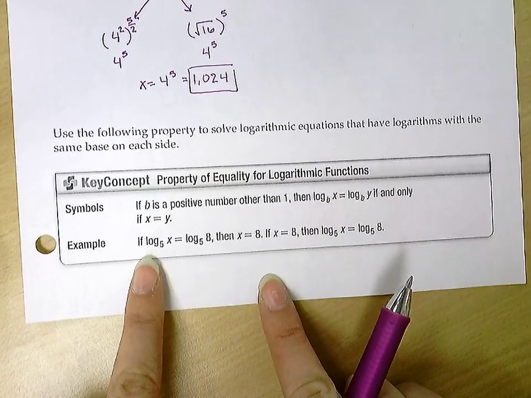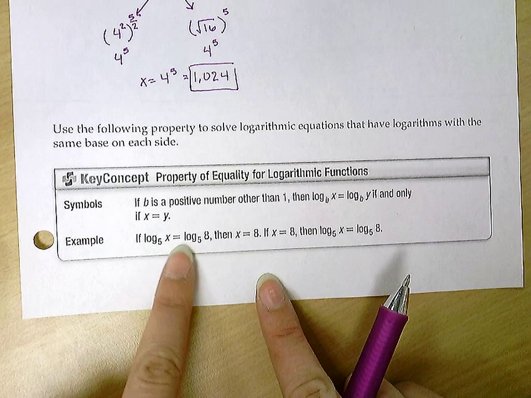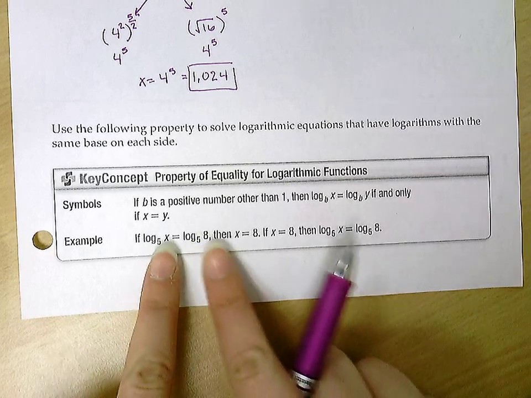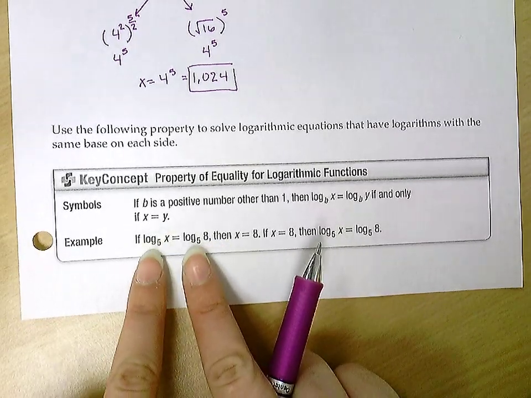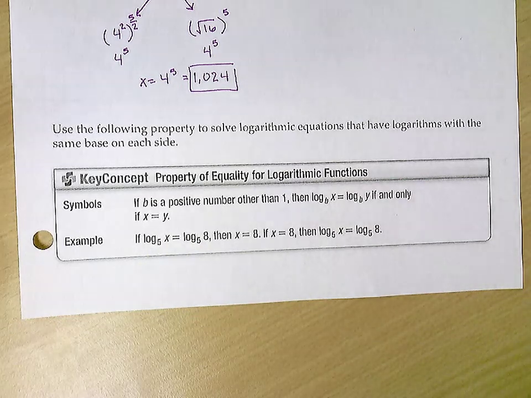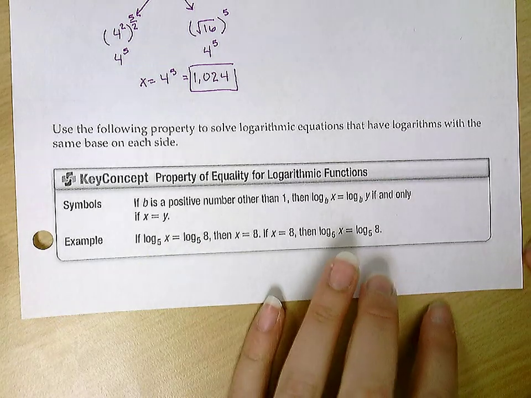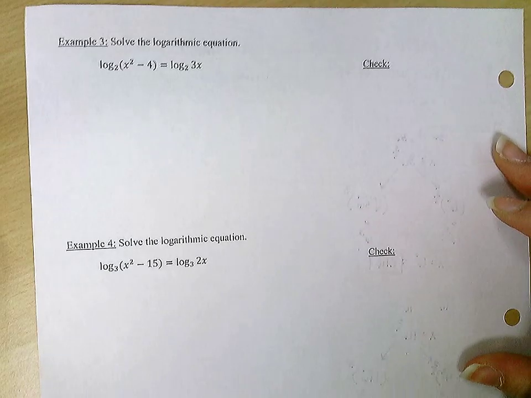So an example, if I have log base 5 of x equals log base 5 of 8, then I can say x is equal to 8. Those log base 5's would just cancel each other out, and I could solve for x from there. So that's what we're going to do on the back here.